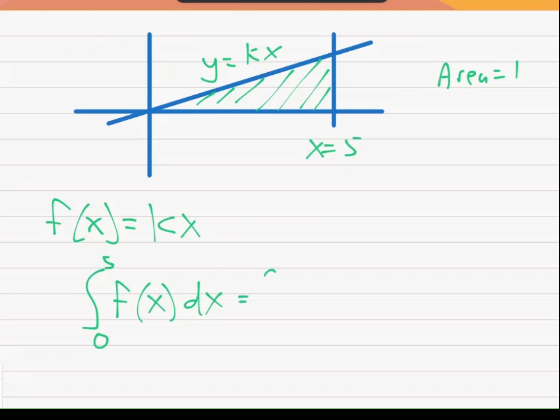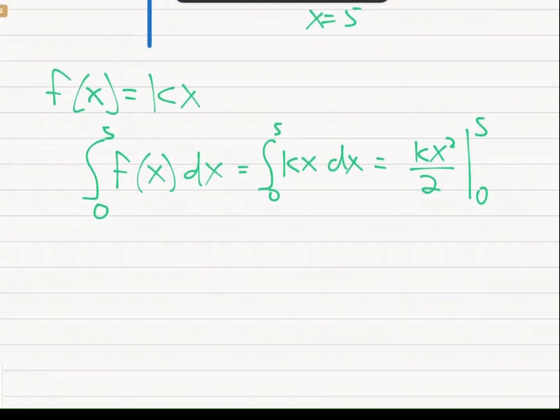Well, this is the integral from 0 to 5 of kx dx, which is equal to kx squared over 2, evaluated at the endpoints 5 and 0.